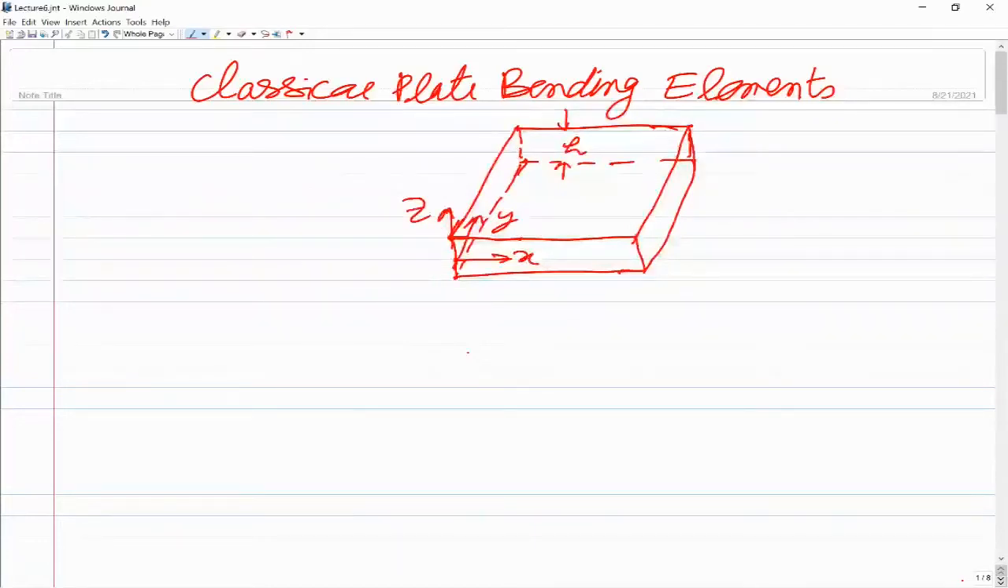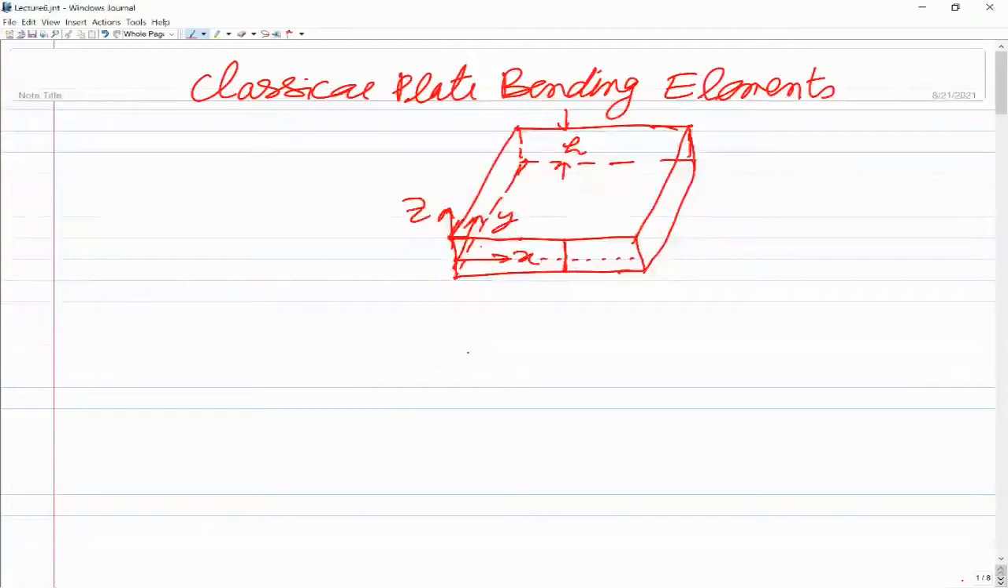Now in the classical plate theory, we assume that the normal to the middle surface, suppose this is the middle surface and this is the normal to the middle surface, remains straight and normal to the middle surface after deformation. That is the main assumption of the classical plate theory.